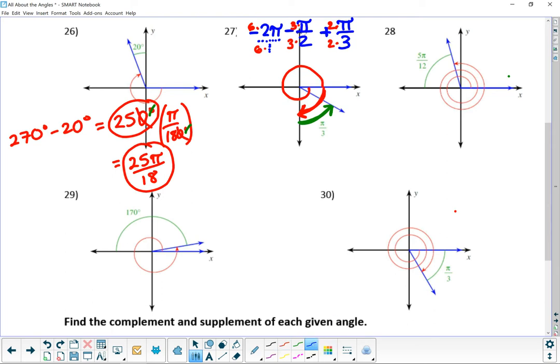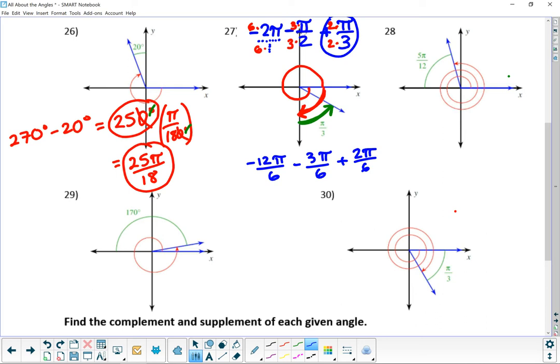Okay, so my new problem is going to look like negative 12 pi over 6. That's what I have right here. Negative 6 times 2 pi is negative 12 pi over 6. And then this piece right here, I have negative 3 pi over 6. And then this piece right here, I have plus 2 pi over 6. And now they're all over 6.